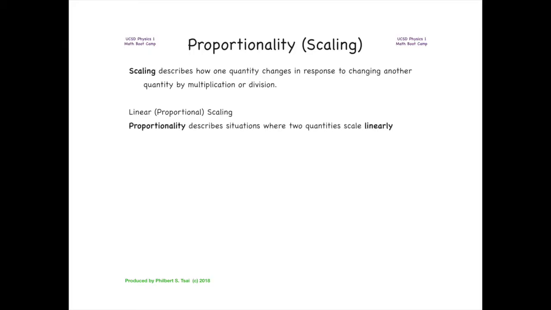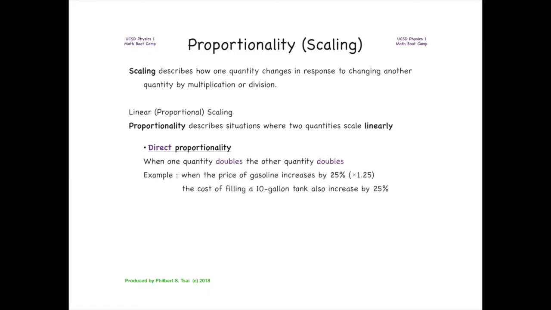Proportionality describes situations where two quantities scale linearly. One way this can happen is with direct proportionality. What this means is when one quantity doubles, the other quantity doubles. An example of this from real life: if the price of gasoline increases by 25%, then the cost of filling your 10-gallon gas tank will also increase by 25%. And of course, if the price of gas doubles, then it'll cost you twice as much to fill the tank.